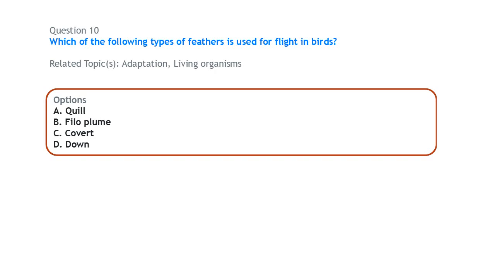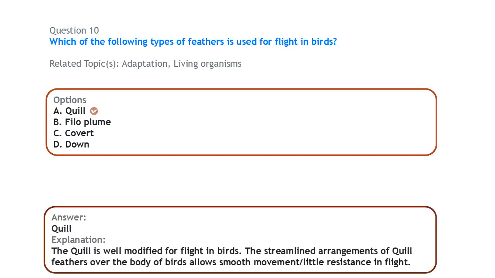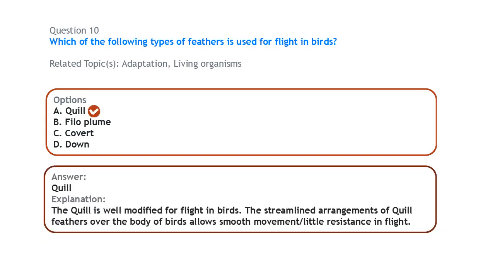Next, on adaptation, which of the following types of feathers is used for flight in birds? They use a quill feather. The quill feather is well modified for flight in birds.